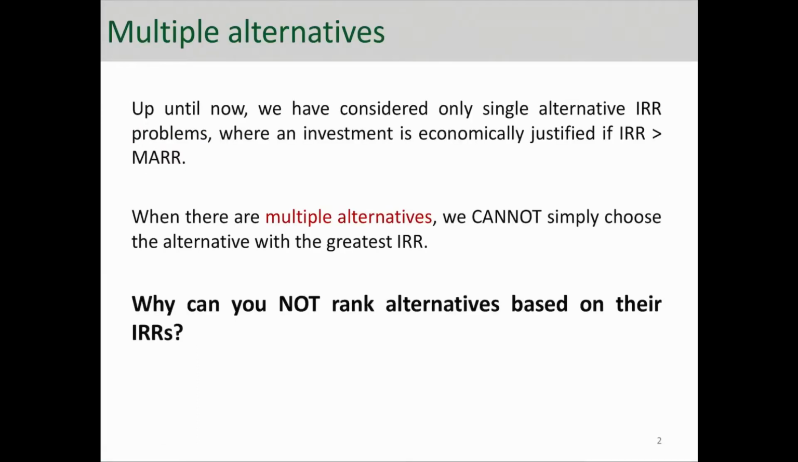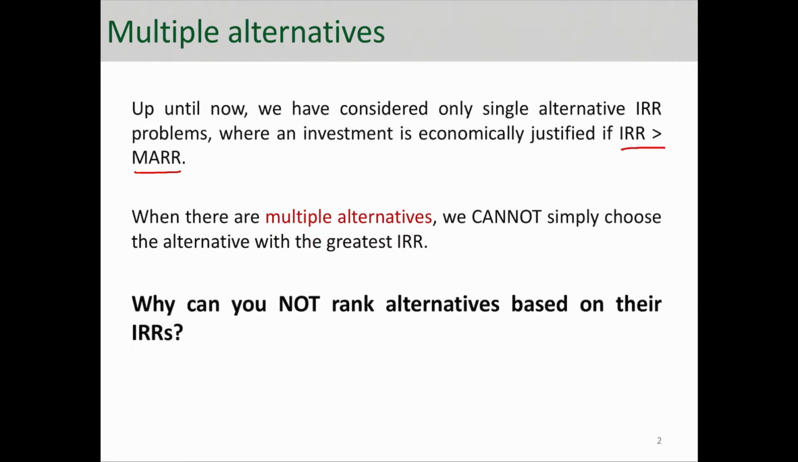So far in our discussion, we have considered only single alternative IRR problems, where an investment is economically justified when the IRR of that investment alternative is more than MARR, the minimum attractive rate of return. But in this lecture, we want to start talking about multiple alternatives.